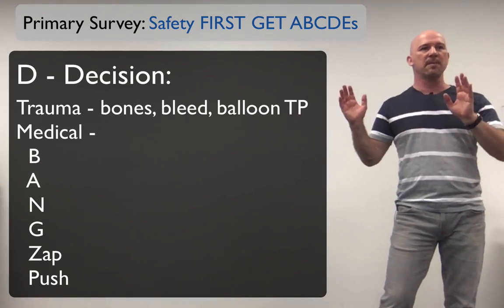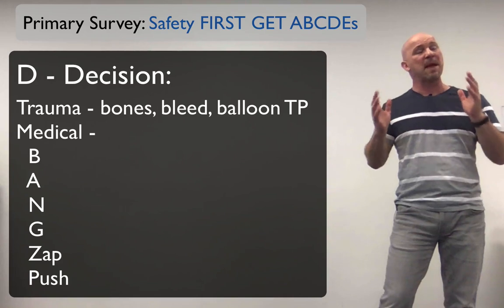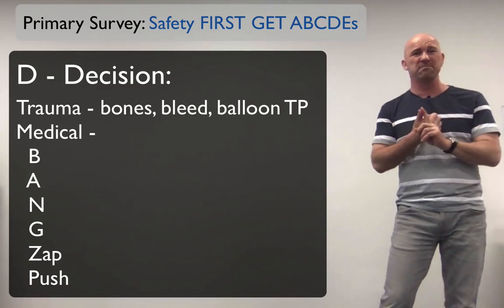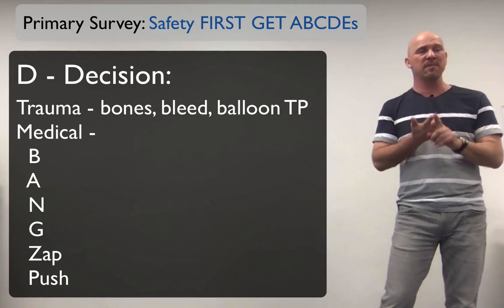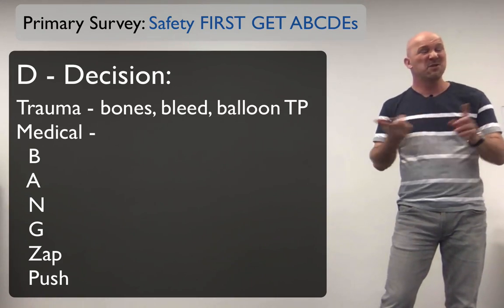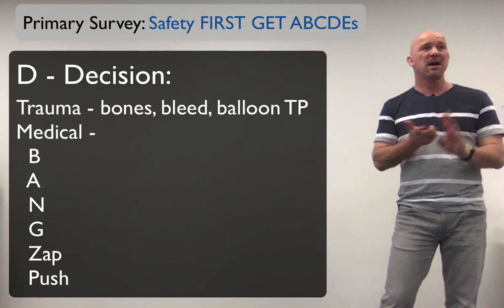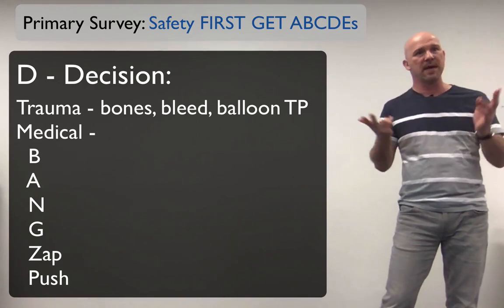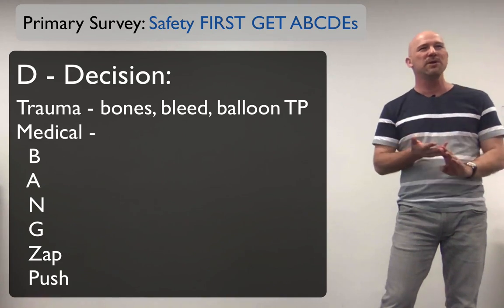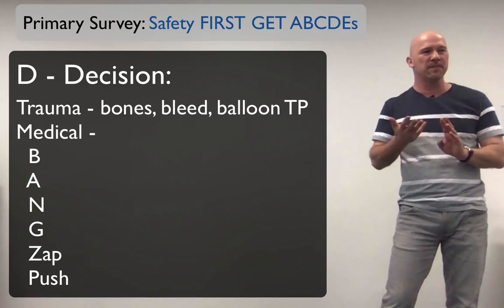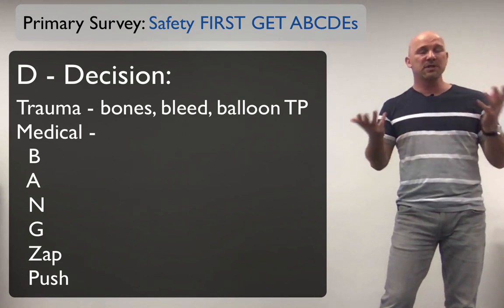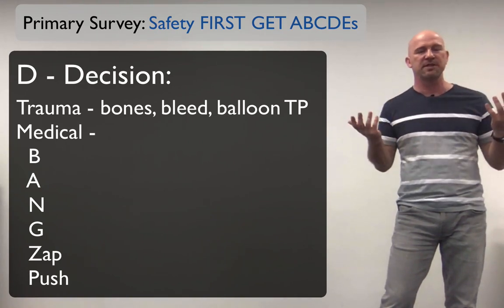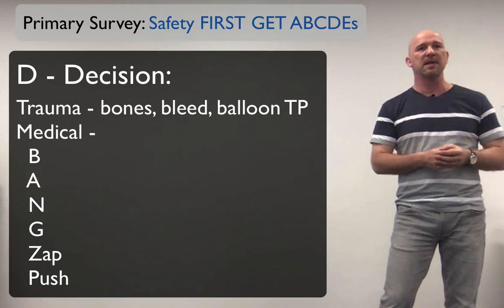I'm going to start thinking about my medical, and my medical is bang, zap, push. Does she need benzodiazepines for seizures? No. Does she need adrenaline because she's in anaphylaxis? So far I haven't seen any evidence of that. Do I need to give her Narcan because of a heroin overdose? No, she's awake. Do I need to give her glucose because she's hypoglycemic? No, she's alert. She's awake and her skin's fairly dry. So that doesn't suggest to me that she's hypoglycemic in any way.